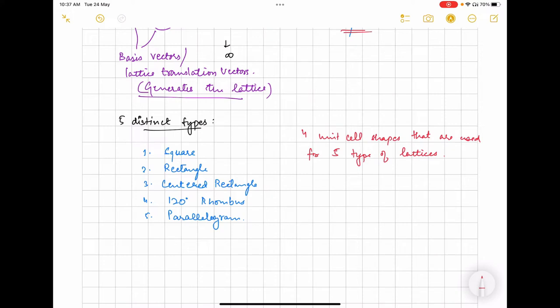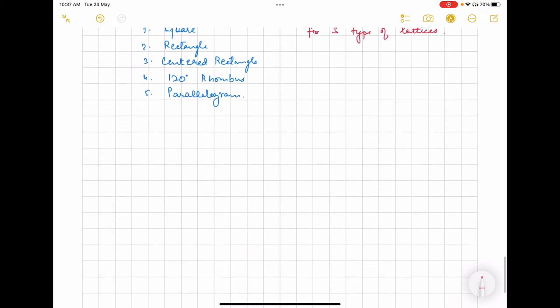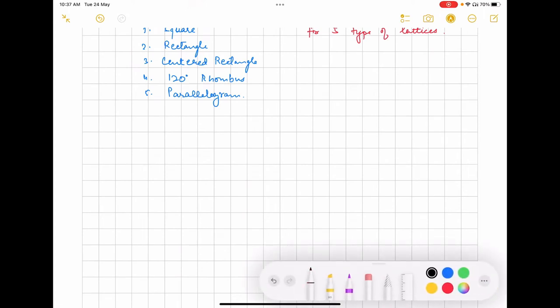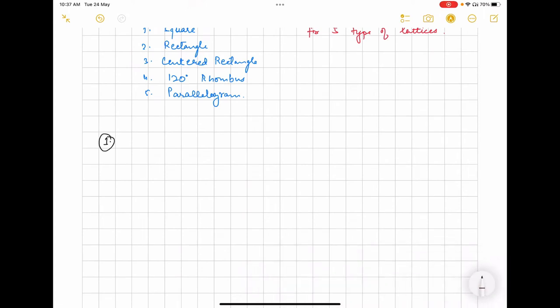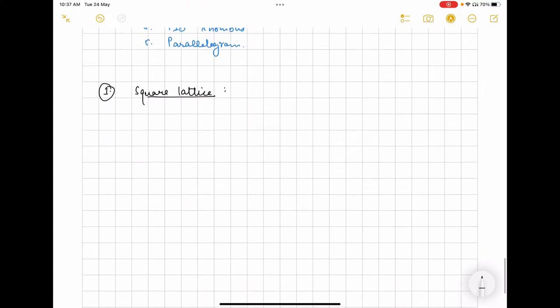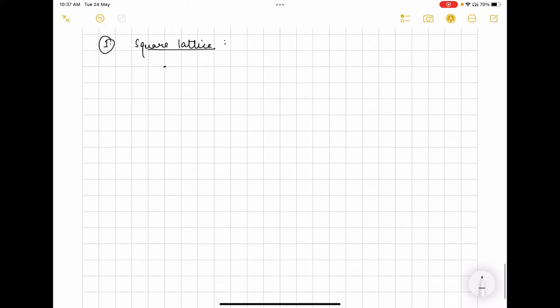Now, what are these lattices? Let us start with them one by one. First is a square lattice. Okay. So let us begin with one. So let us have an array of points.